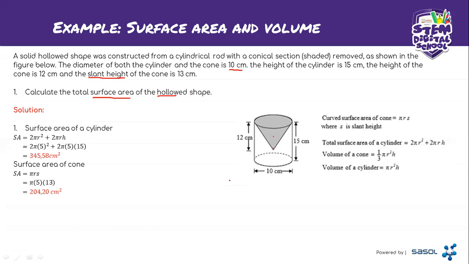Now, because we want the surface area for this shape, which is the hollowed shape, we are going to say the total surface area of that shape is the surface area of the cylinder minus the surface area of the cone. It's going to give us 141.38 centimeters squared. So this is the surface area that we will be calculating.